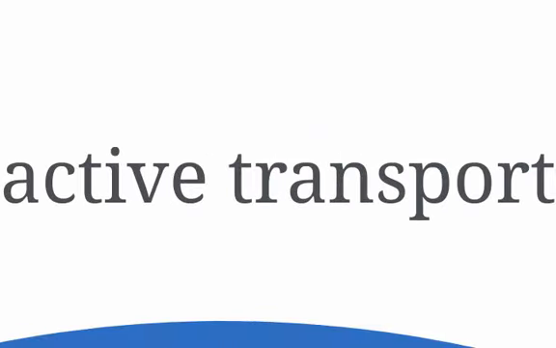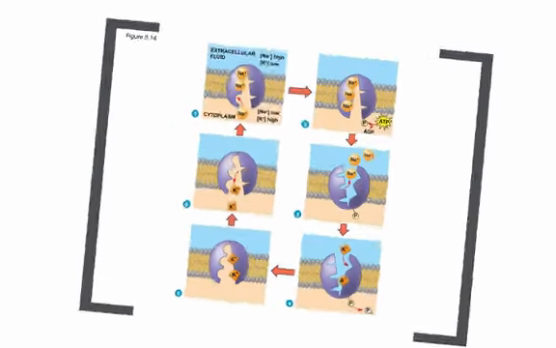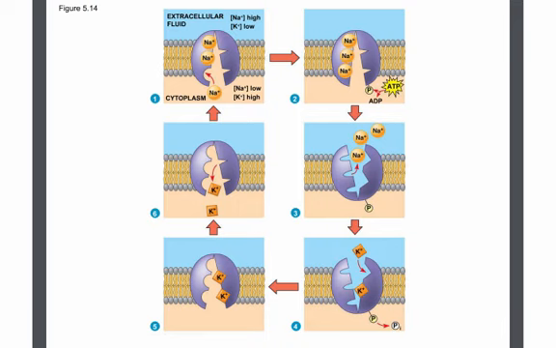So what about active transport? Water's all good that it's moving down its concentration gradient, but if we need to move something against its concentration gradient, we're going to need to put in some energy. So how are we going to do that? So here's a classic example of an active transport system. This is called the sodium-potassium pump.